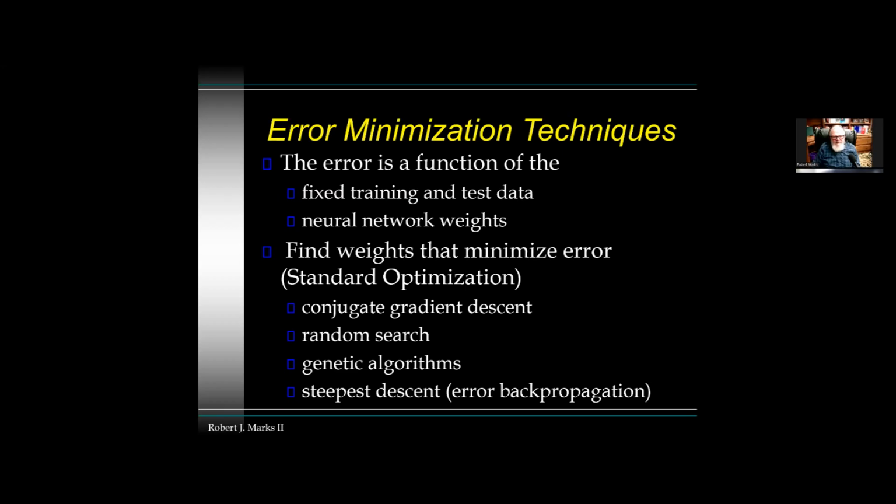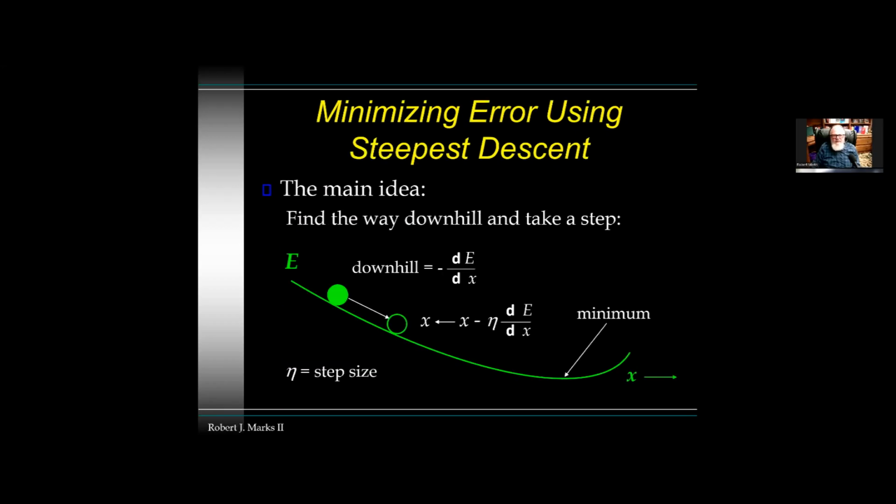So let's look at the idea of steepest descent. Steepest descent is very important because this is, again, what neural networks and other places do. The main idea is to find the way downhill and take a step. Suppose we're trying to minimize something. We're trying to minimize the error.